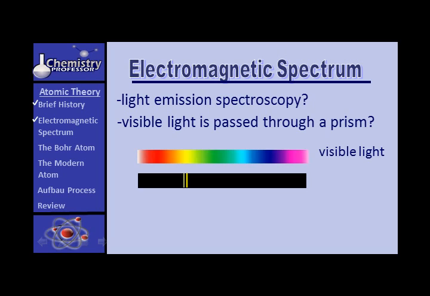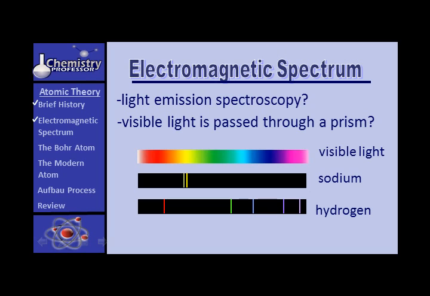Here is a spectrum for sodium. When we take sodium and heat it until it glows, and we pass that light through a detector, through a prism, instead of getting the whole range of colors like we do for visible light, we get some specific bands.